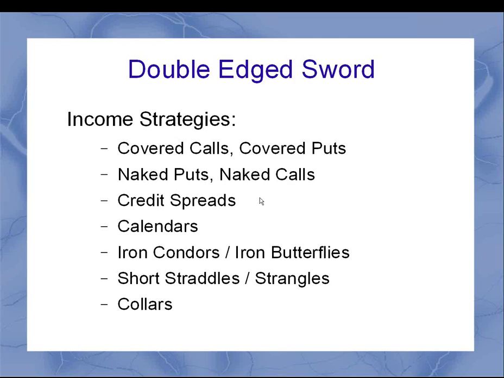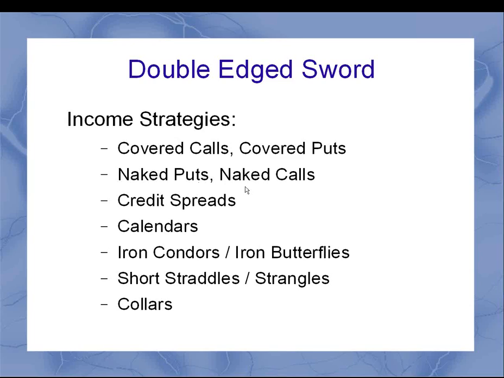Now, what are the income strategies we might consider for selling? Well, covered calls, and of course the reverse, covered puts, selling option, shorting a stock and selling a put option against it, selling naked puts, selling cash secured naked puts, or selling naked calls. We don't advise doing that, but if you want to take on that risk, we have the tools to do that.